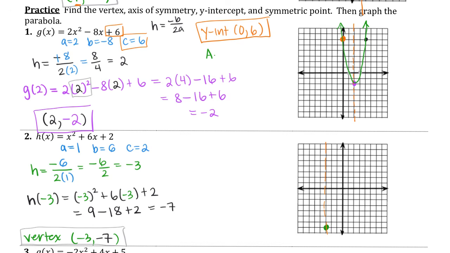So the axis of symmetry, I'm going to use AOS as an abbreviation. It starts with x equals because it is vertical. And what is it passing through? It's passing through x equals 2. So I'm going to say x equals 2.